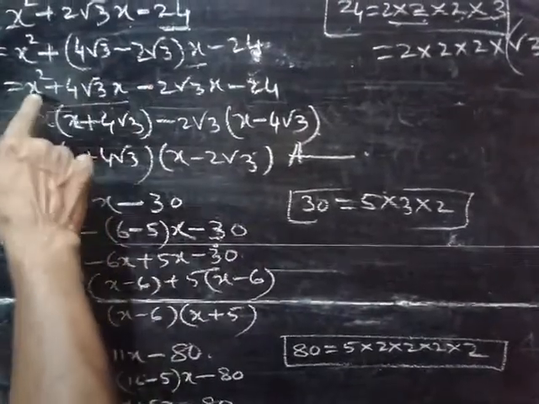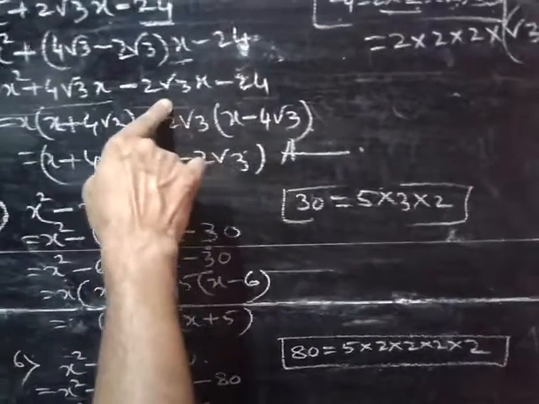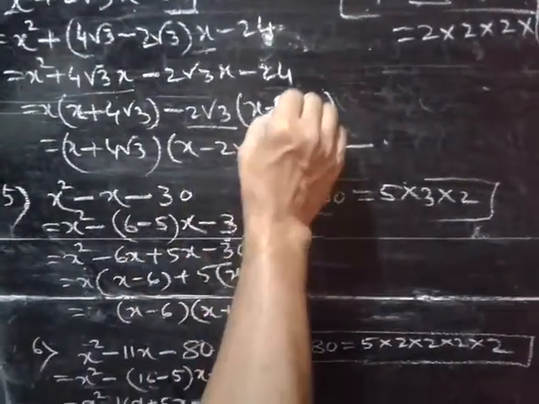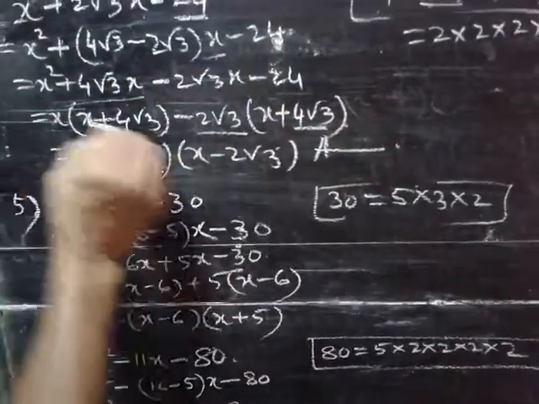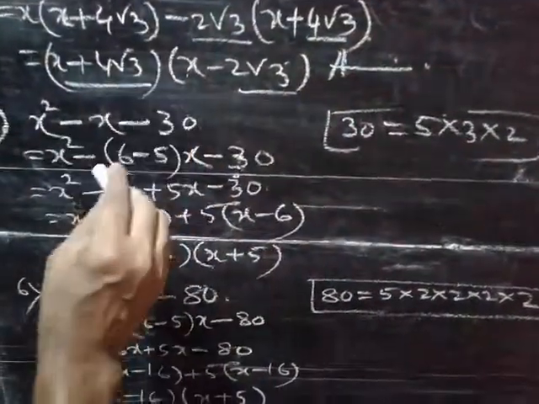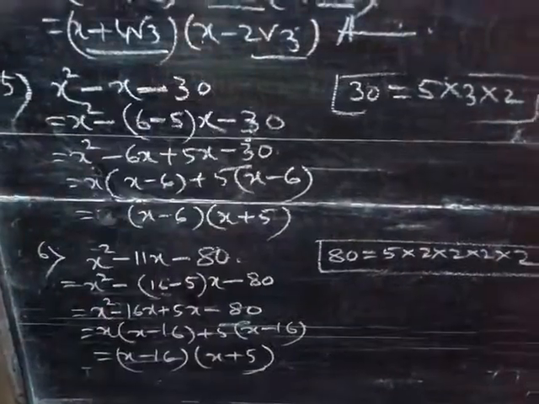So here you take x common, x plus 4 root 3 minus 2 root 3 common here, then x minus root 3. So this is plus root 3, and this has come x plus root 3 is the common, and this has come x minus 2 root 3. This is your answer.